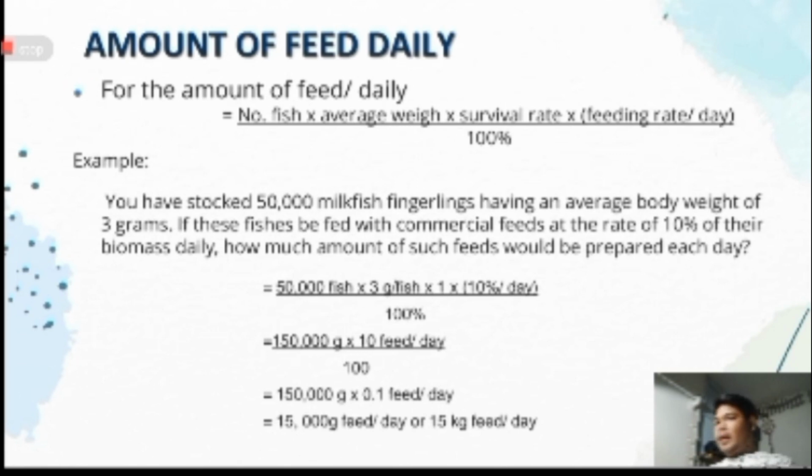And then 150 grams times 10 feed per day divided by 100. So 10 divided by 100 is 0.1. So we will multiply 1,500 grams doon sa ating 0.1 feed per day. We will get 15,000 grams of feed per day or 15 kilograms of feed per day.